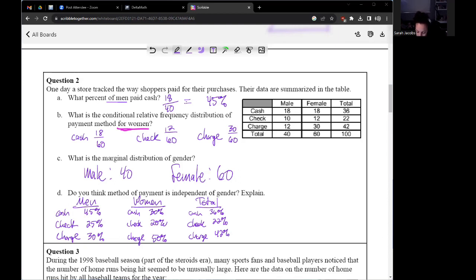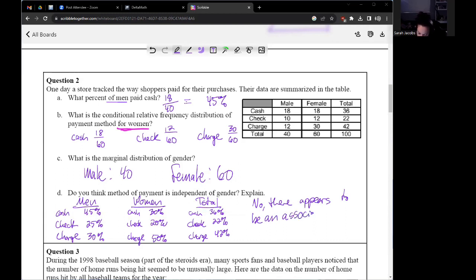So at this point, we don't have super sophisticated tools to deal with this. So we kind of have to think about it a little holistically. Generally speaking, we want to be very close to these total percentages in order to say that it's independent of gender. Because the women paying cash versus the men paying cash versus the total paying cash are pretty different from one another, I would say no, there appears to be an association. And that's all we can say right now.